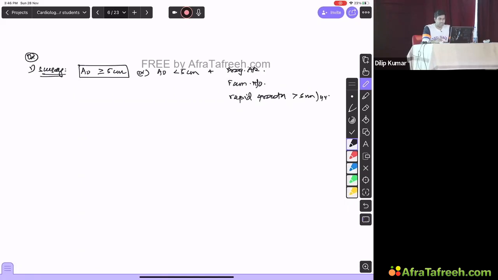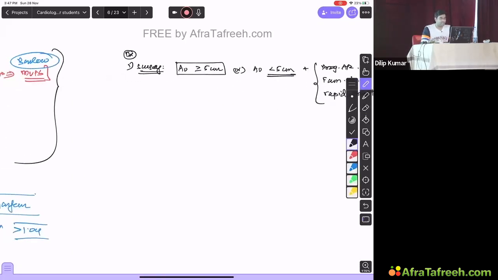5 millimeter per year, okay, rapid growth. 5 millimeter per year means 0.5 centimeters a year. Rapid growth, either 5 millimeter per year or 0.5 centimeters a year. Okay, so if any one of these three things are there, then probably you can consider surgery even if the aortic diameter is less than 5 centimeter on echocardiogram.